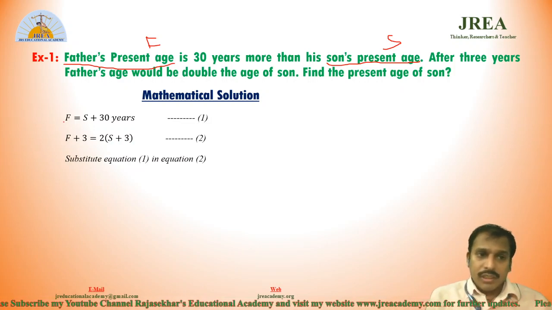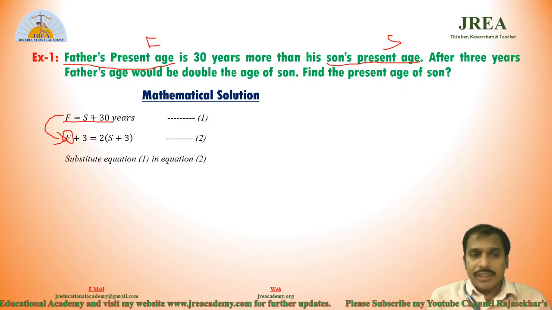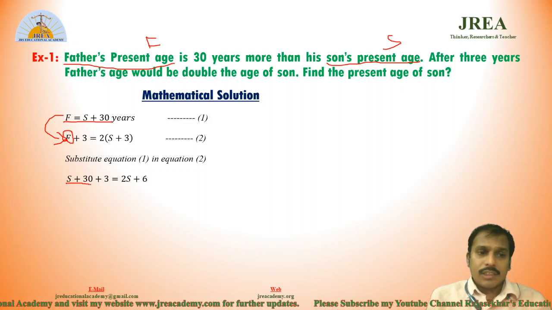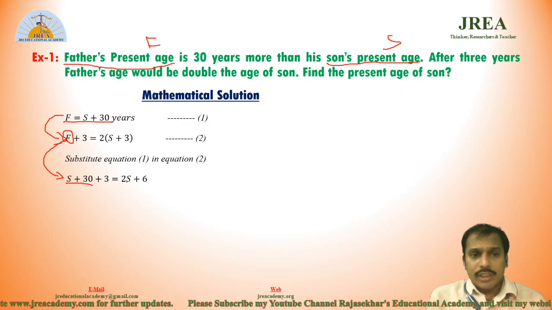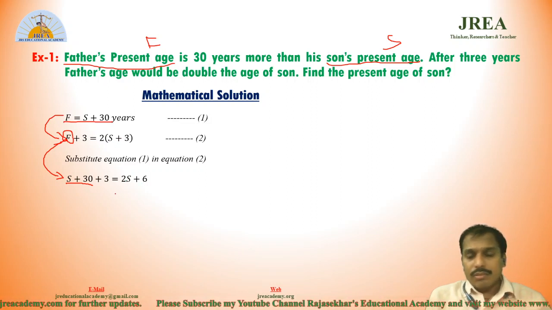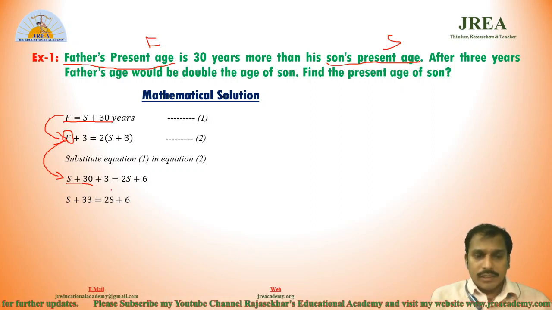Equation 1 says F equals S plus 30. If you substitute this in F plus 3 equals 2 into (S plus 3), simply replace this F with S plus 30. Then the equation becomes S plus 30 plus 3 equals, if you open the bracket, 2 into S is 2S, 2 into 3 is 6. Simplifying further, you get S plus 33 equals 2S plus 6. Now rearrange the terms.